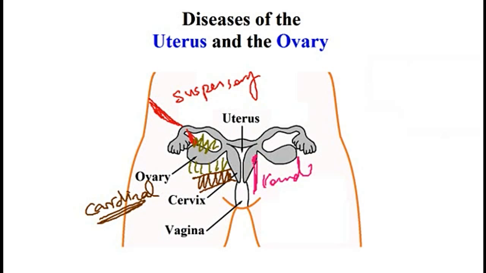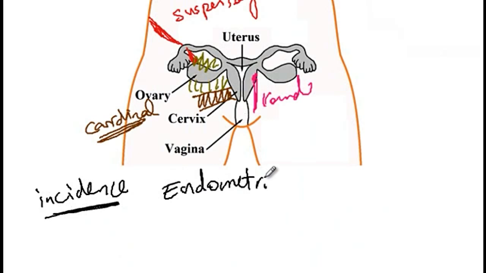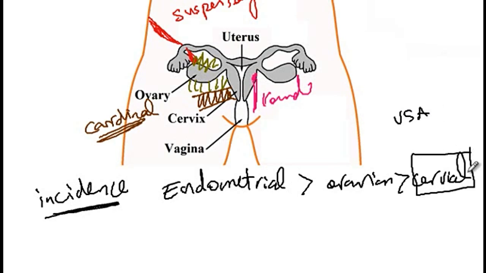So now that we are done with the anatomy of the female reproductive tract, next I would like to go over the incidence and the prognosis of different cancers. For the incidence, which means the number of new cases that are discovered every year, endometrial cancer is number 1, and then after that is the ovarian, and then after that is the cervical. These incidences are for the United States, while worldwide cervical cancer is the most common one.